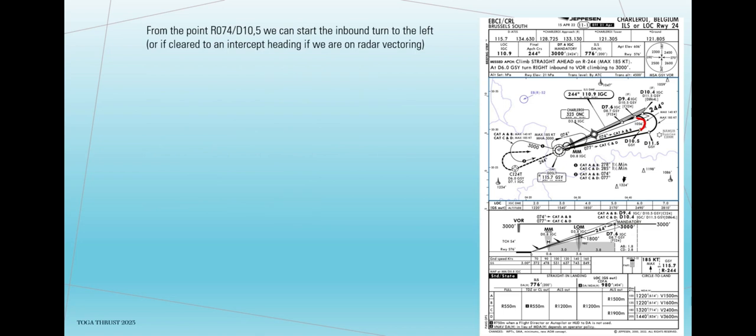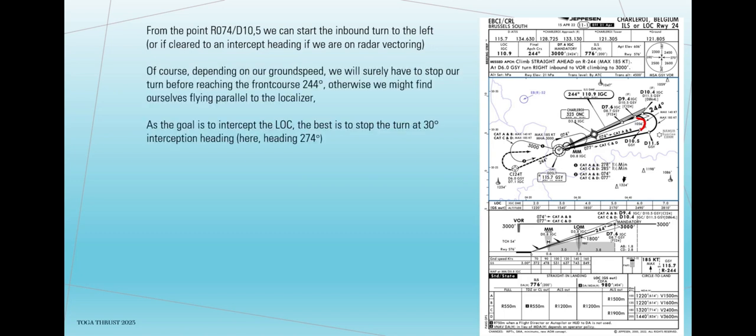From the point radial 074 degrees, DME 10.5, we can start the inbound turn to the left, or if cleared to an intercept heading if we are on radar vectoring. Of course, depending on our ground speed, we will surely have to stop our turn before reaching the front course 244 degrees, otherwise we might find ourselves flying parallel to the localizer. As the goal is to intercept the localizer, the best is to stop the turn at a 30 degrees interception heading, here heading 274 degrees.